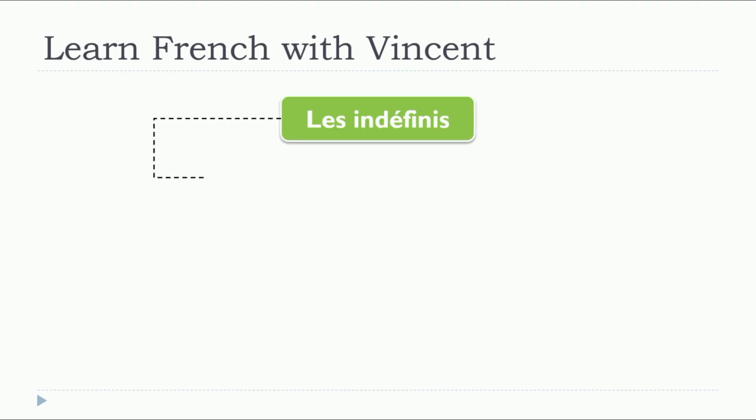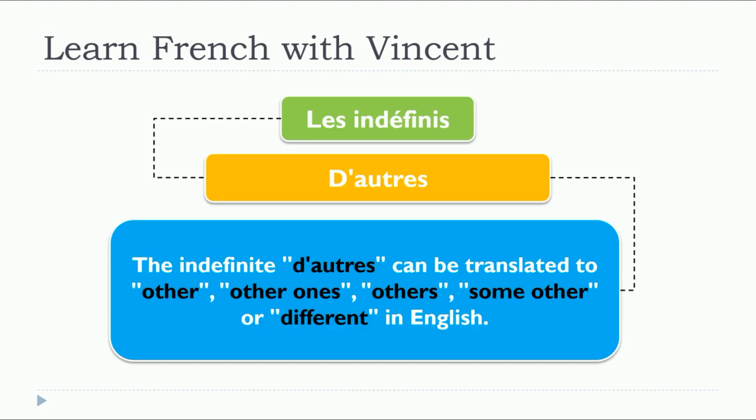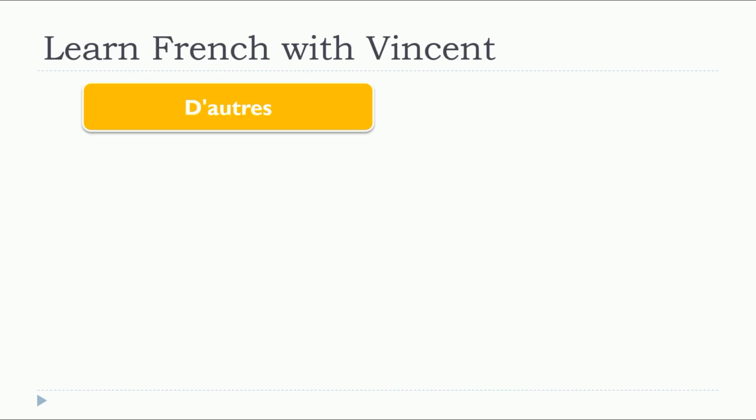In this lesson, we will see d'autres, and the indefinite d'autres can be translated to other, other ones, others, some other, or different in English. So we will see 4 examples with d'autres.